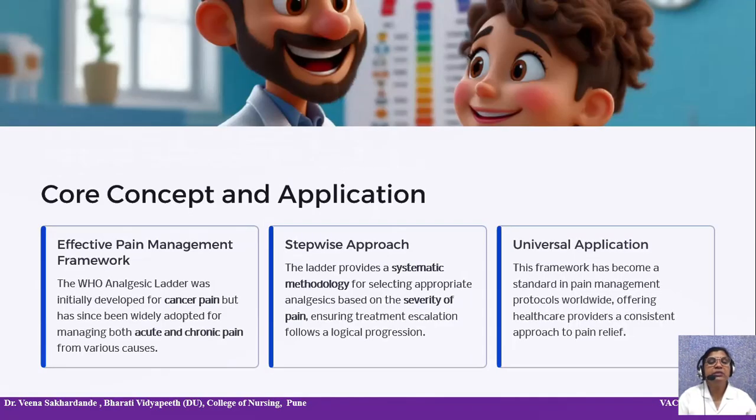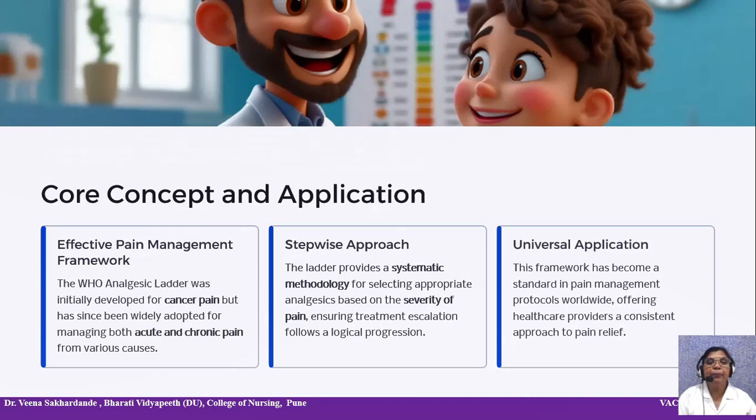So what is the core concept and application? When we talk about pain management, we need to know how we can relieve, reduce and control the pain, which is an effective pain management framework. Whether there is acute pain or chronic pain, it can be relieved by different steps. The WHO analgesic ladder was initially developed for cancer pain, but now it is used for acute pain also and chronic pain also.